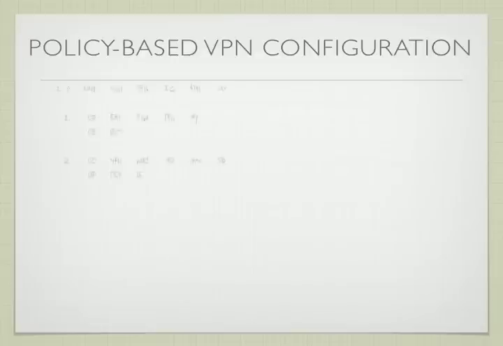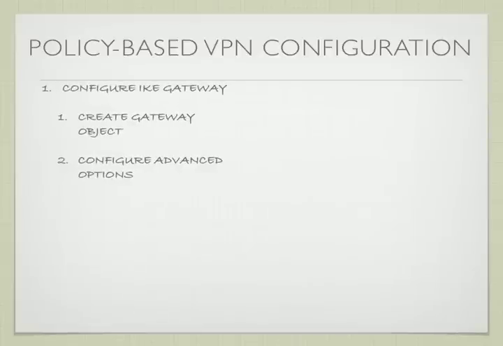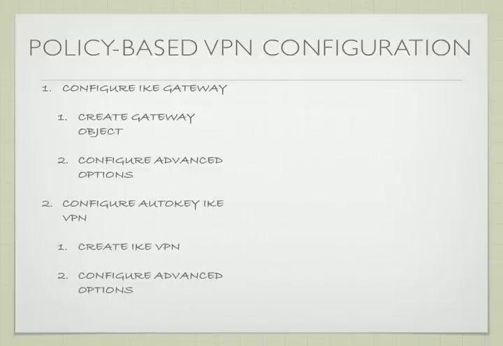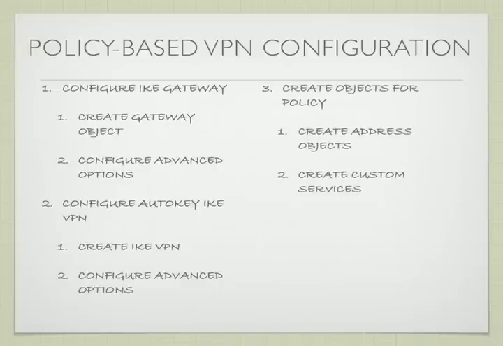So the configuration of this is going to be a 4-step process then. First, you're going to configure the gateway. So there's the gateway object and its advanced options. Then you're going to configure the AutoKey IKE VPN. So you're going to create that VPN and configure its options. Then you're going to need to create address book and services if they don't exist for your policy, and then you create the policy itself.